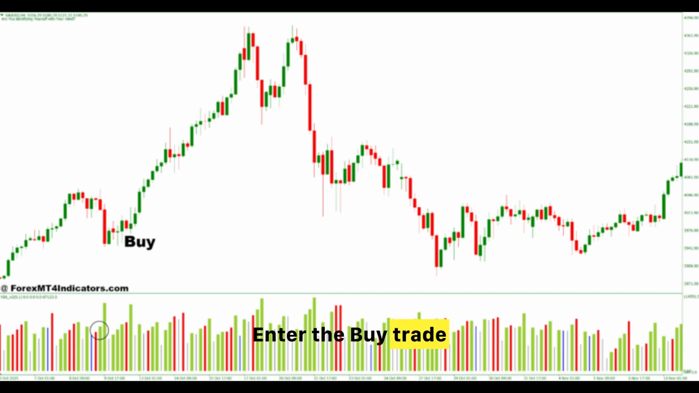Enter the buy trade after the breakout candle closes or after a bullish retest confirms support. Place your stop loss below the recent swing low or below the high volume signal candle. Take profit at the next resistance level or trail profits while volume remains strong and bullish momentum continues.